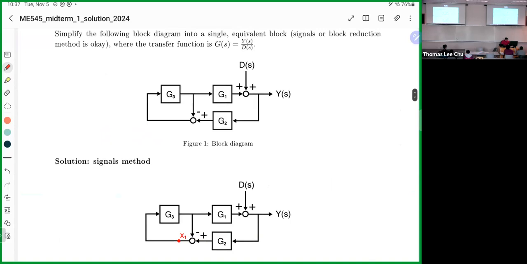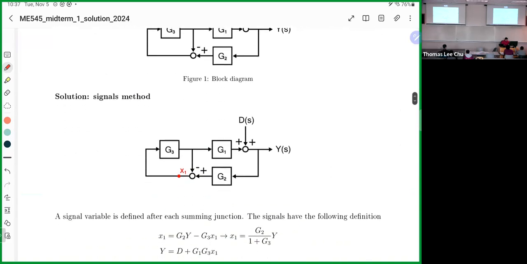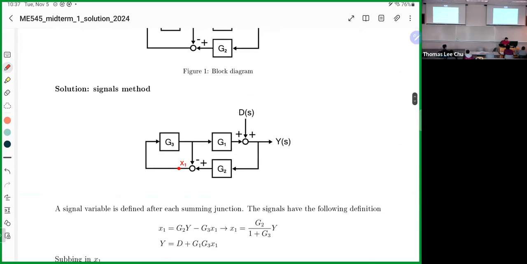Problem 2 was more or less good. Most people stuck with the signals method. With the signals method, you only need to define one signal point after the summing junction. You don't need to define this point because y is defined as that summing junction. So we just say that y is equal to d plus g1 multiplied by g3 times x1.